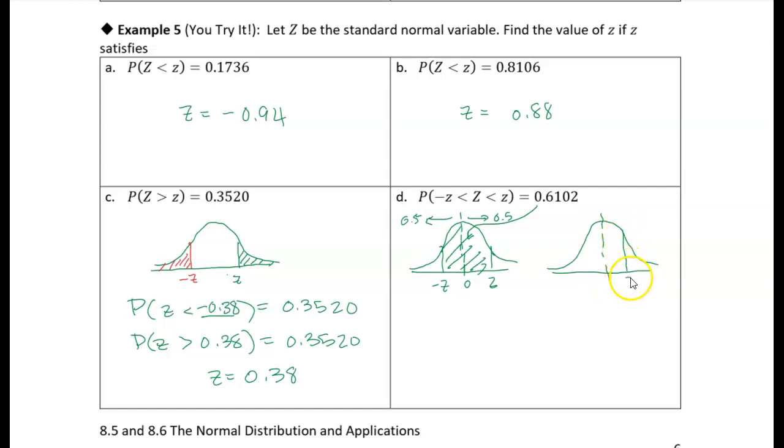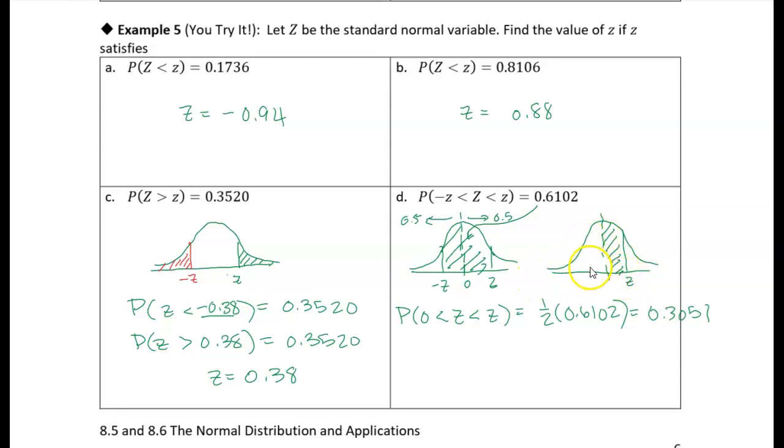And then what I will end up with is just this area, right? I'm just taking the area I'm given and splitting it in half. So that's the probability that a z score is between 0 and the z score that I'm looking for. And that's equal to 1/2 of the 0.6102. Okay. And I get 0.3051. Okay, that's just half of the probability I was given.